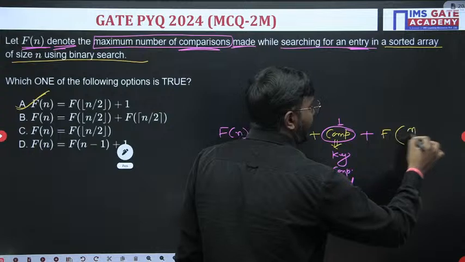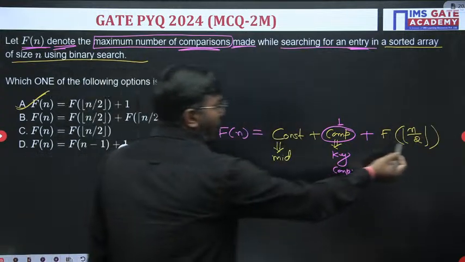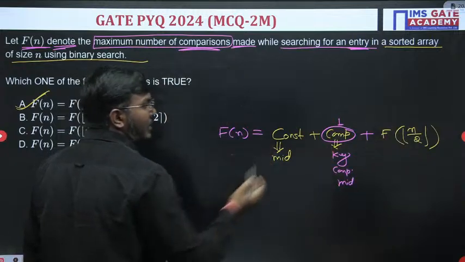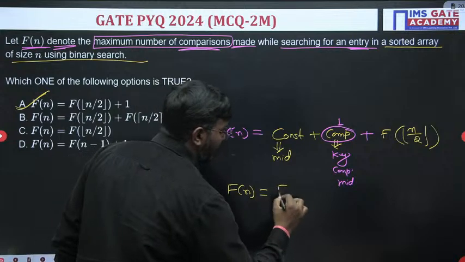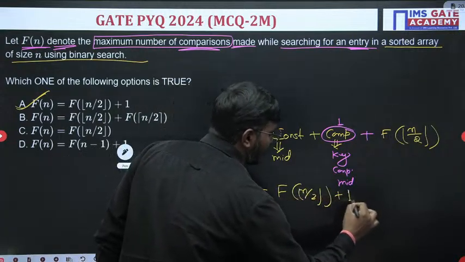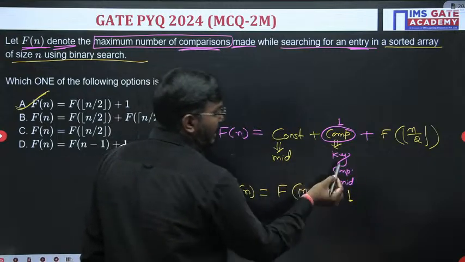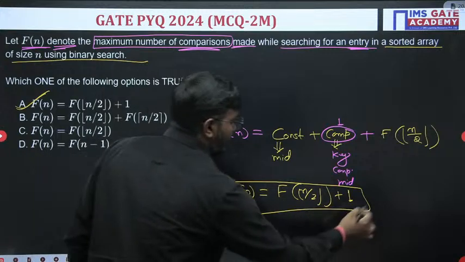So if the number of elements is odd, then in that case I have to take the floor value. Fine. So the number of comparisons here is n by 2 floor plus 1, where the 1 is for the only one comparison, that is, the search key getting compared with the mid. So this is the answer. Understood? Very good.